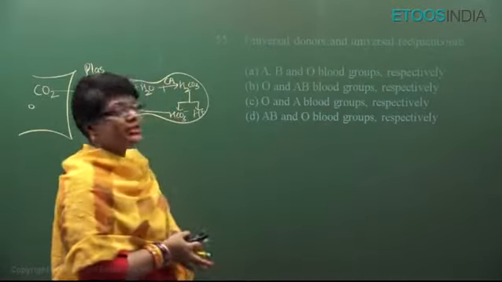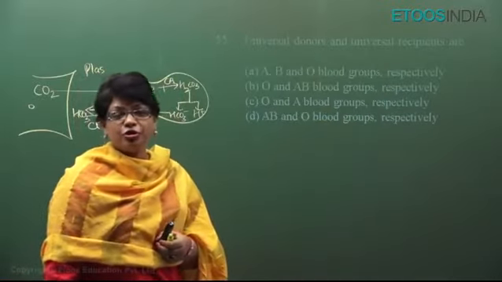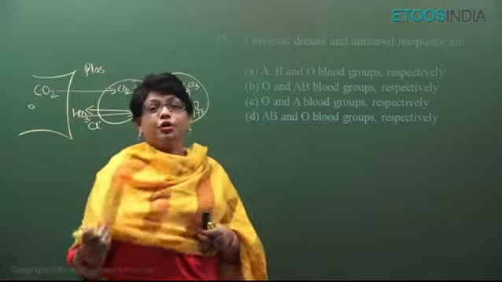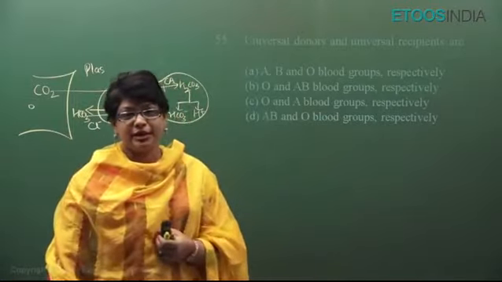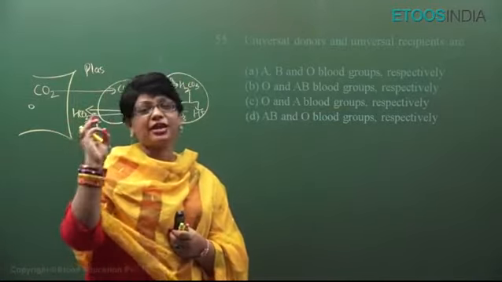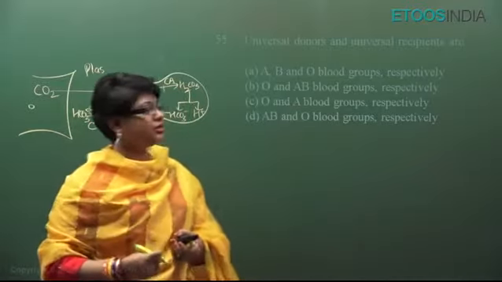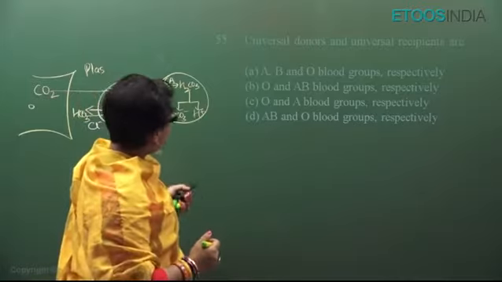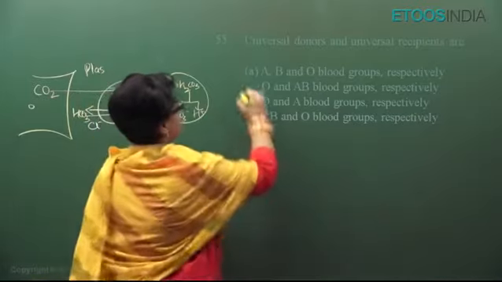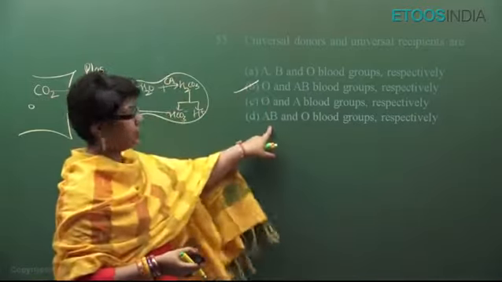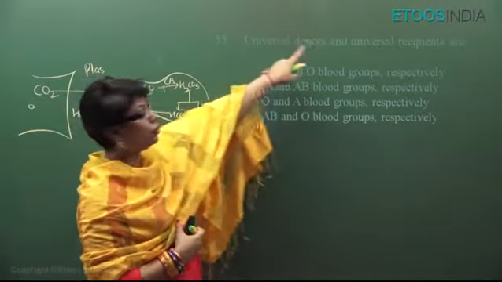Now, universal donor and recipients are. We know, students, that universal donor is O negative. It does not have A antigen, B antigen as well as Rh antigen, and universal recipient is AB positive. So donor is O and recipient is AB. This is the answer, not this. Because they have first asked donor, then recipient.